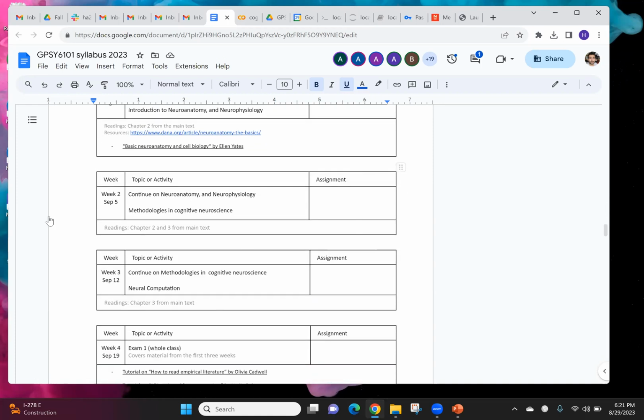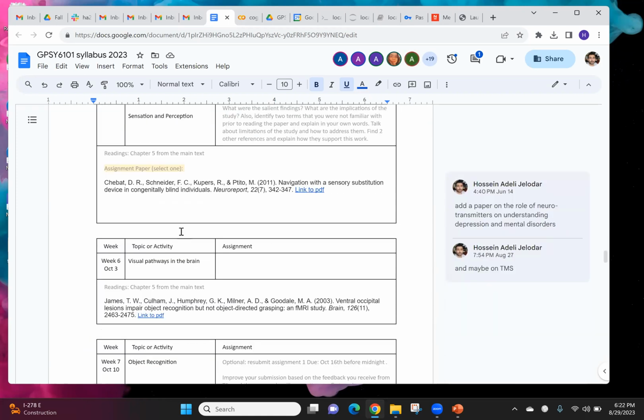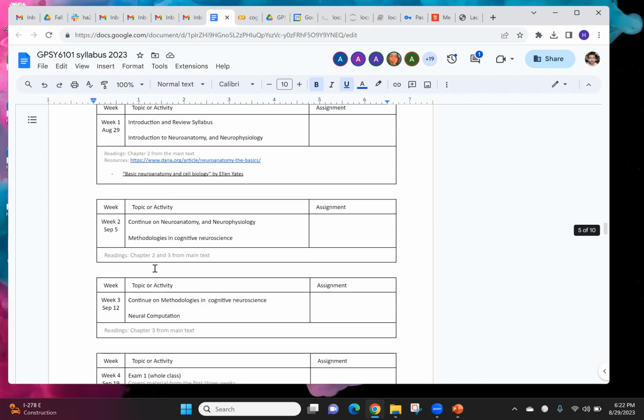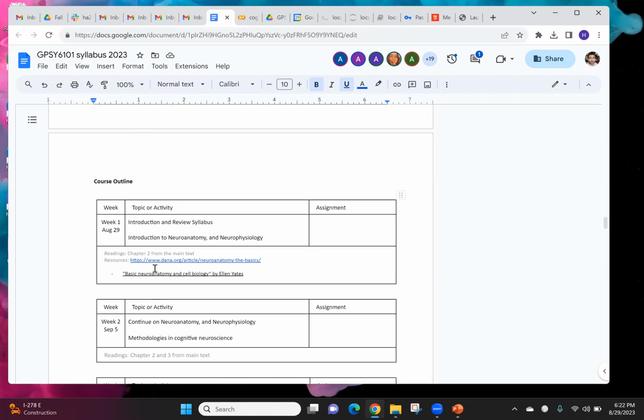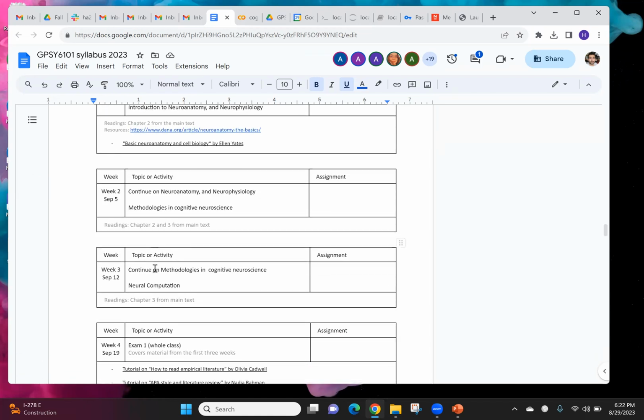Next week, we'll continue on neuroanatomy and neurophysiology. We'll talk about methodologies that are used in cognitive neuroscience. Each of these modules, which correspond to each week of the semester, will tell you the relevant chapters of the book that you could read to be prepared for this. It also may suggest other reading material. Those are not mandatory. Those are for you to just understand the topic better.